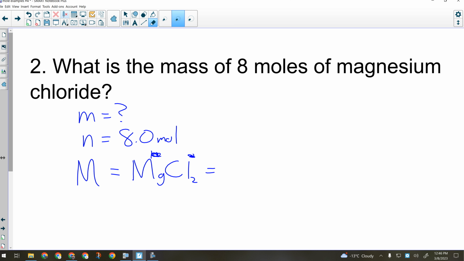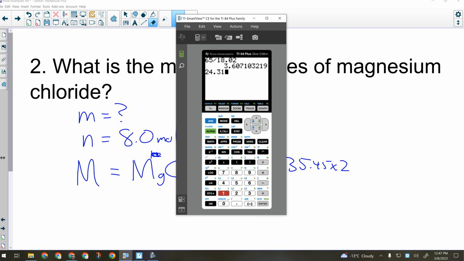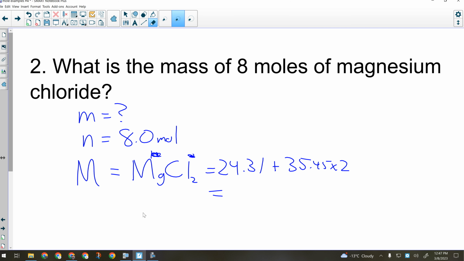So molar mass, 24.31, that's my magnesium, plus 2 chlorines. Chlorine is 35.45, and there are 2 of them. All right, so we're looking at 95.21 grams per mole. All right, questions so far?